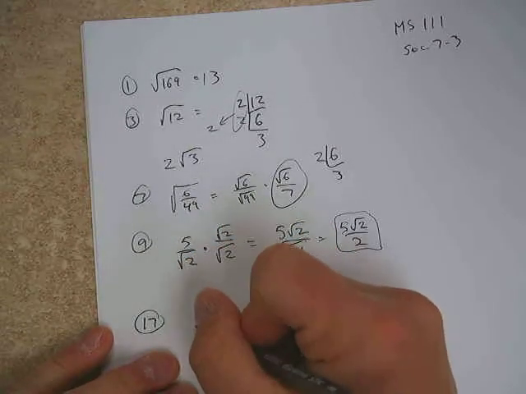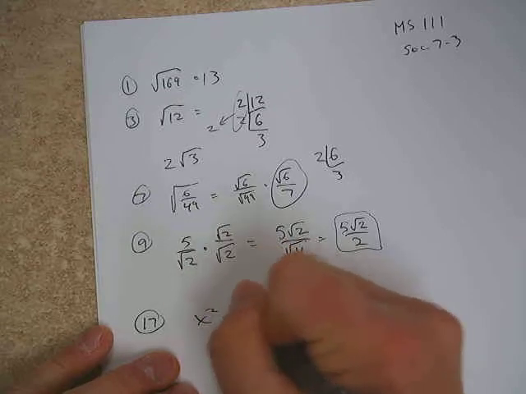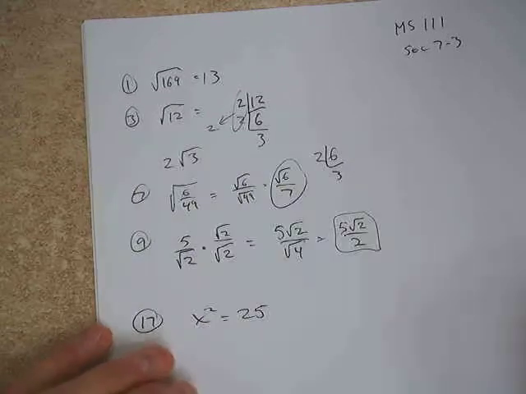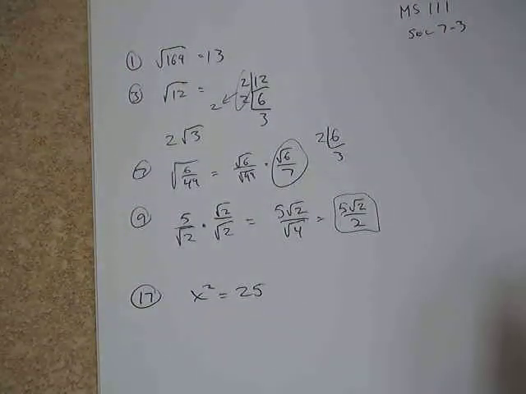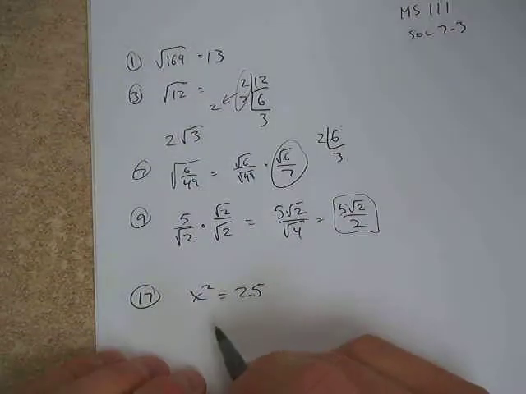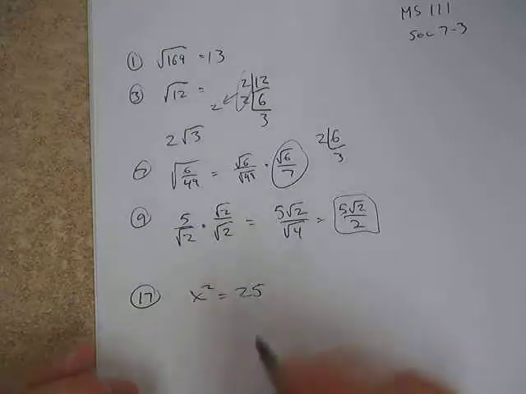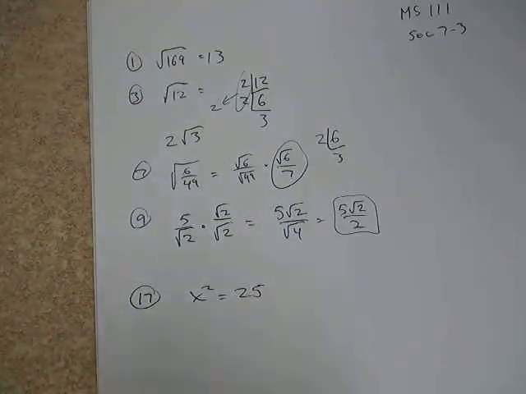But one of the reasons why we need to be able to simplify square roots is because one of our types of quadratic equations is x squared equals 25, like in number 17. And ultimately, if we're going to solve this type of equation, and you have this in your notes too, I gave you a sheet that has the information regarding solving different types of quadratic equations.